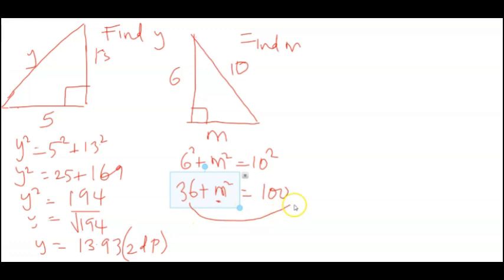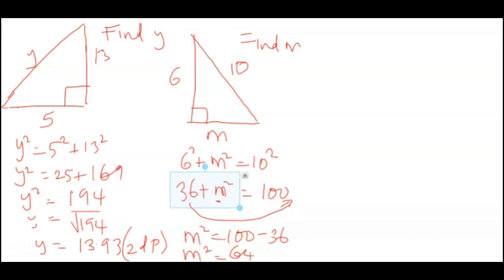So we'll take this one to the other side of the equal sign. So we are going to have m squared is equal to 100 minus 36. So m squared is equal to 100 minus 36, which will give us 64.